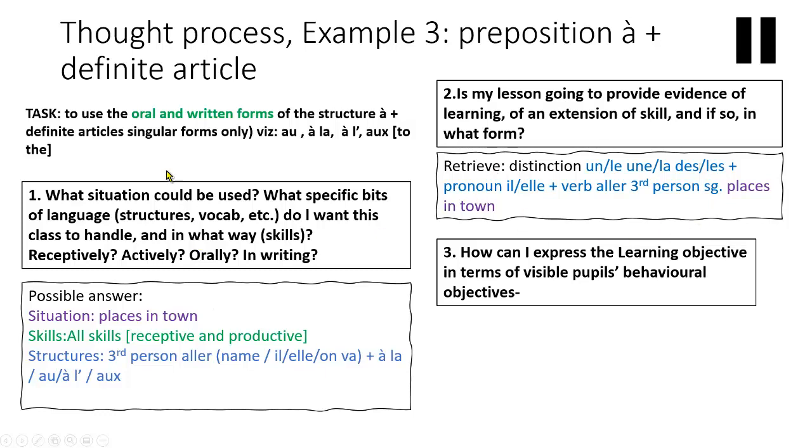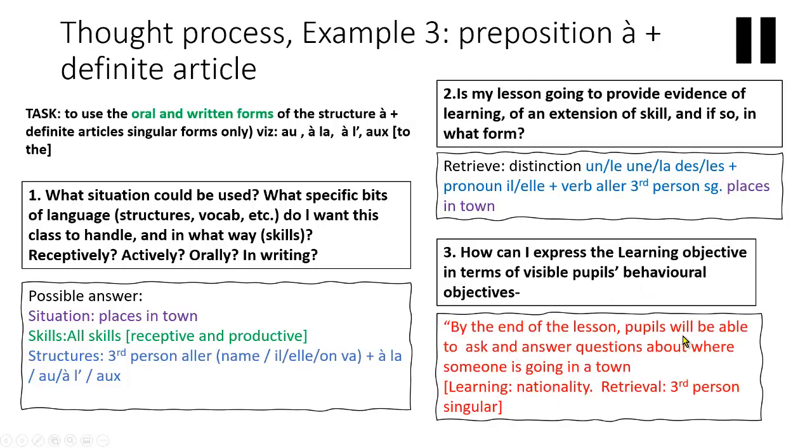So this is my aim, this is what I'm going to be using as my structures, but I would expect them to know these things beforehand. And that's going to affect my plan, in that I'll have some sort of warm-up activity to make sure they've got it. So in the end, how would this task, as originally a grammatical category, you're going to teach this, how can I express it in a learning objective, as a pupil behavioural objective? By the end of the lesson, pupils will be able to ask and answer questions about where someone is going in a town.